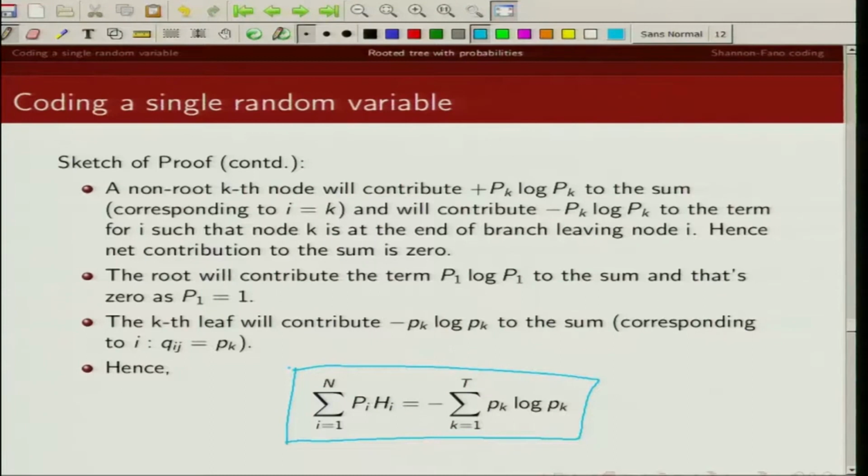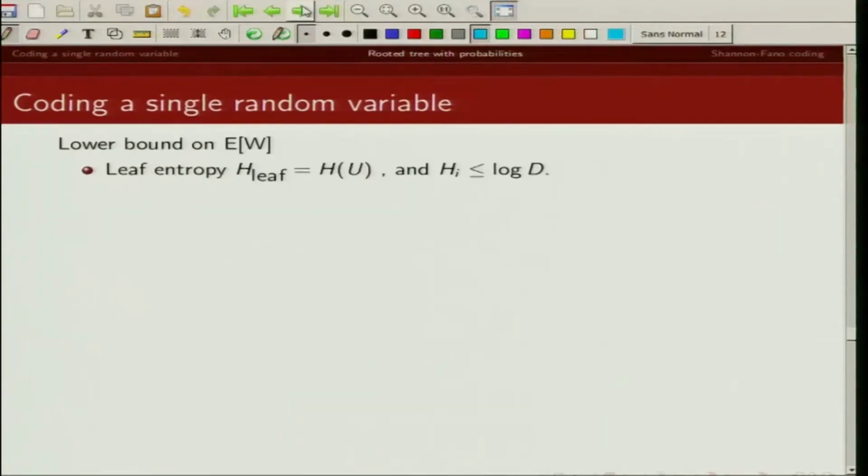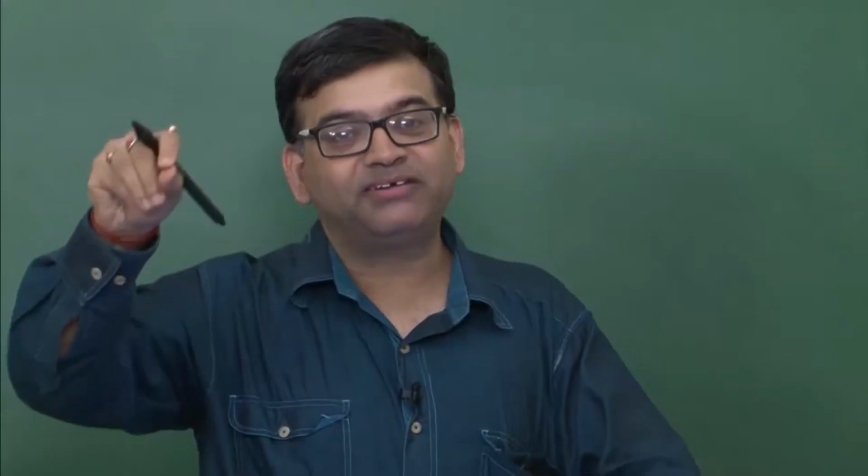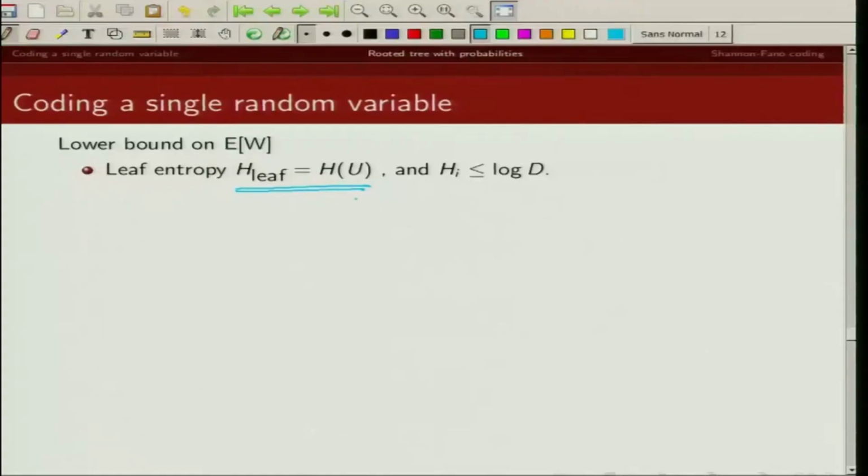So this is an important result because we are going to make use of it to compute a lower bound on the size of the block to variable length code. Okay. So now what is leaf entropy? If we are assigning each of our code words to these leaves, the uncertainty in the source U is nothing but leaf entropy. And what is branch entropy?